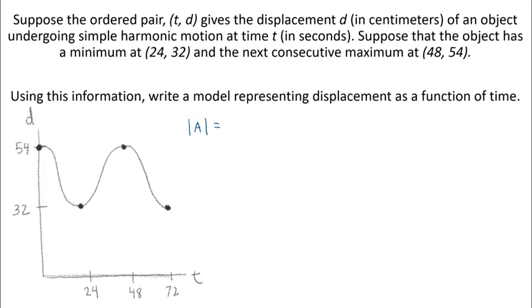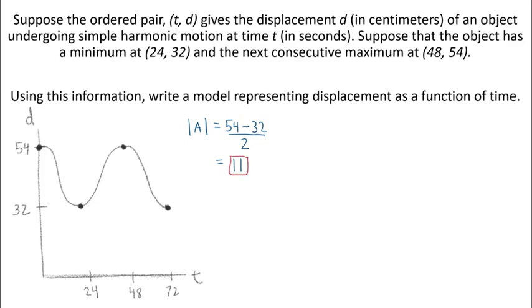One of the first things we're going to need to write our model is the amplitude. And the amplitude is just half the distance between a bottom and a top. To find half the distance between a bottom and a top, let's take a top, subtract from that a bottom, and then we'll divide that in two. 54 minus 32 is 22, and 22 divided by 2 is 11. So we know the amplitude is 11.